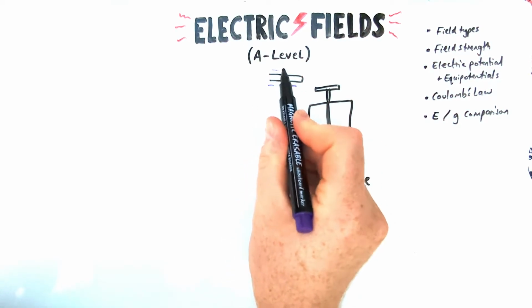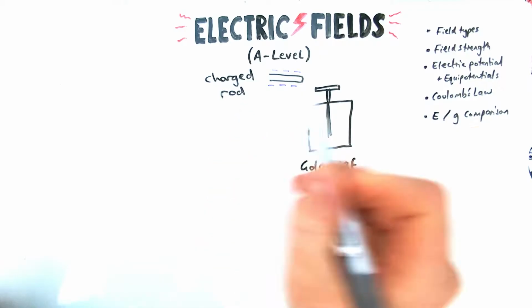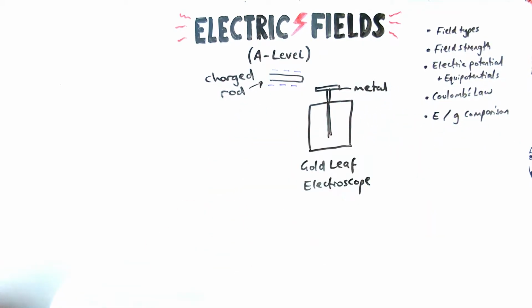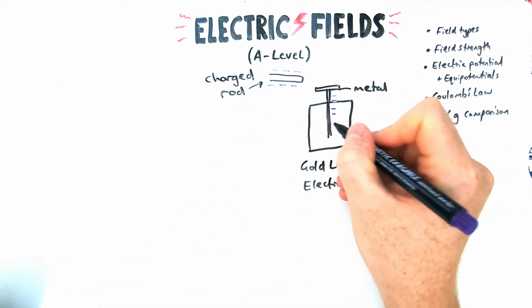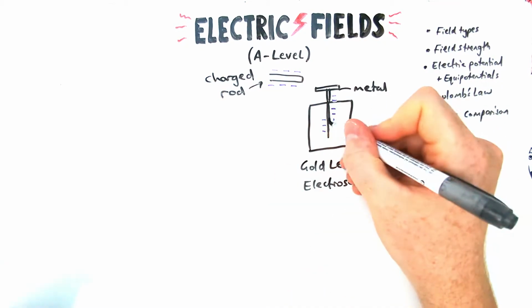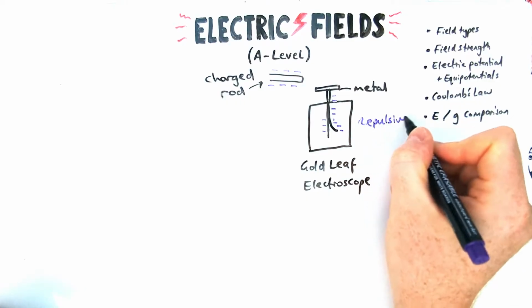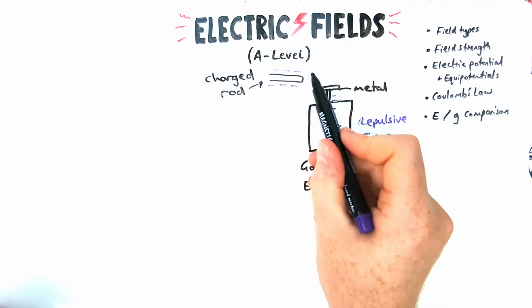Physicists have known about electric charges and electric fields since the 1600s, and the gold leaf electroscope is a way of demonstrating them. You bring a negatively charged rod close to a metal platform that's connected to two gold leaves beneath, and when you bring it close, the gold leaves will separate. The reason they separate is because there's been a repulsive force because they both have the same charge.